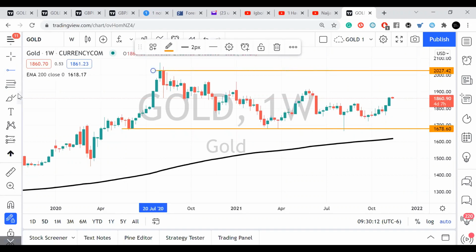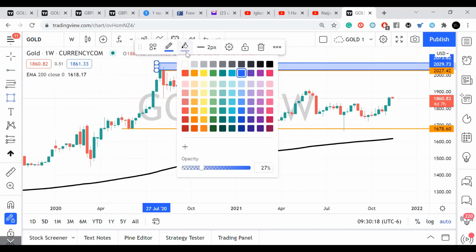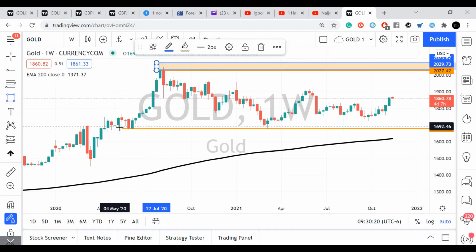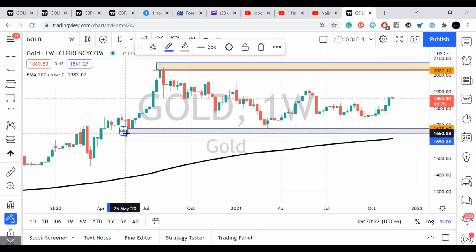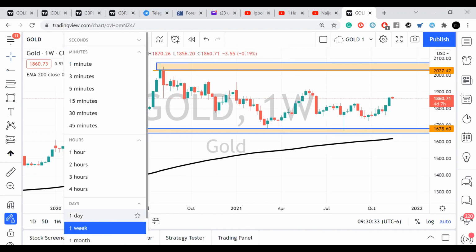Then from there, I mark the weeks. Change this thing. Then here. So this is our structure and the weekly. So once we drop from weekly, we go to the daily chart. So this is the most recent here. So we have daily.